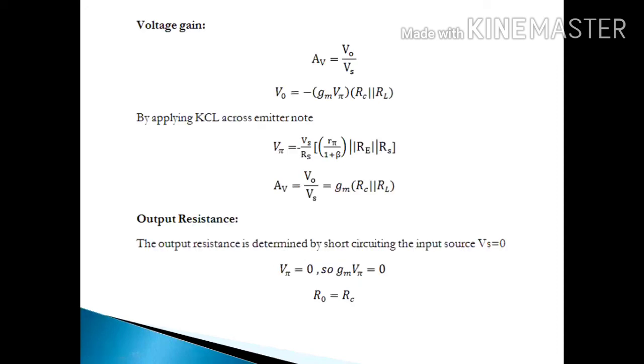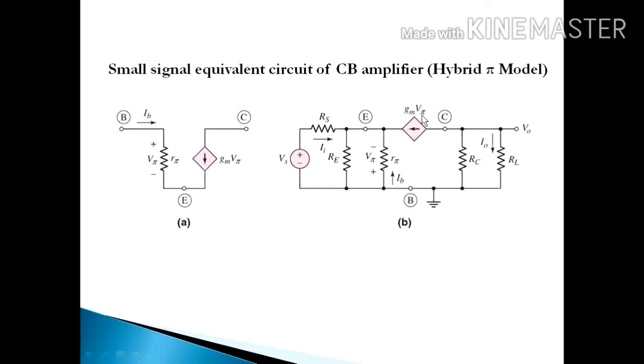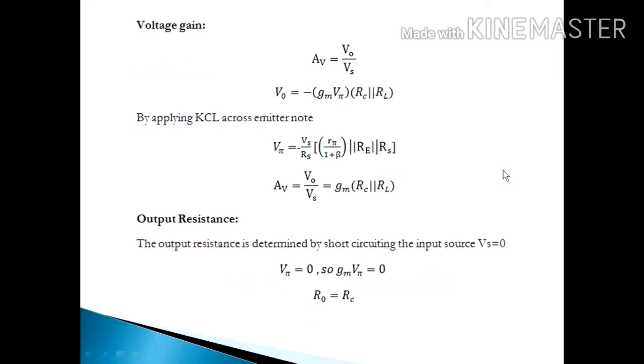And the next calculation is voltage gain. Voltage gain is the ratio of output voltage divided by input voltage. So the output voltage Vo will be calculated based on output current into output resistance. So according to the diagram, this output current will be calculated based on gm into V pi. The corresponding output resistance is RC parallel with RL. So Vo is equal to minus gm into V pi, RC parallel with RL.